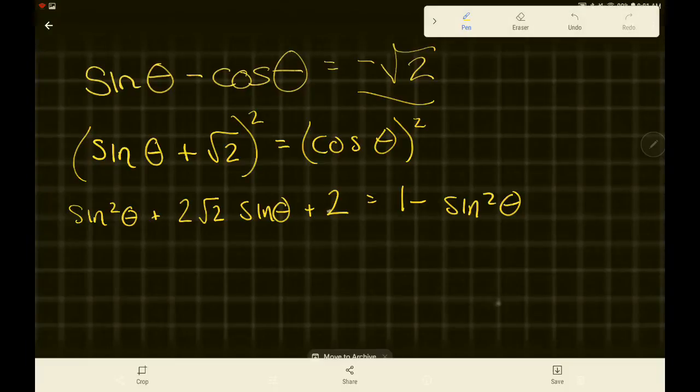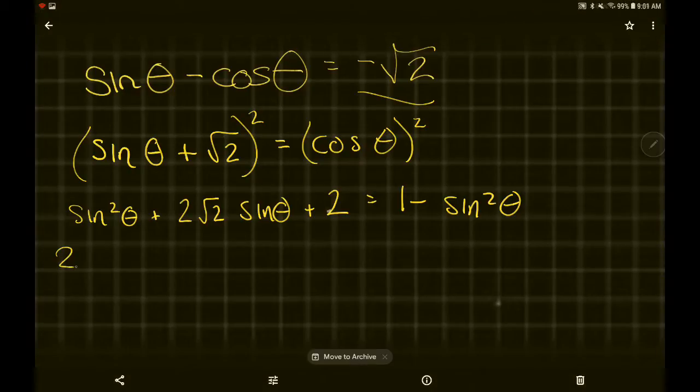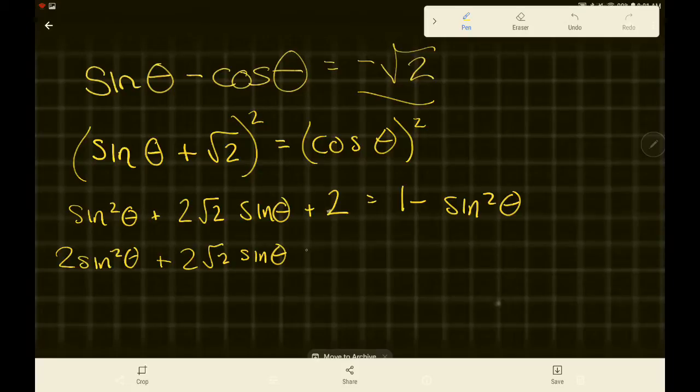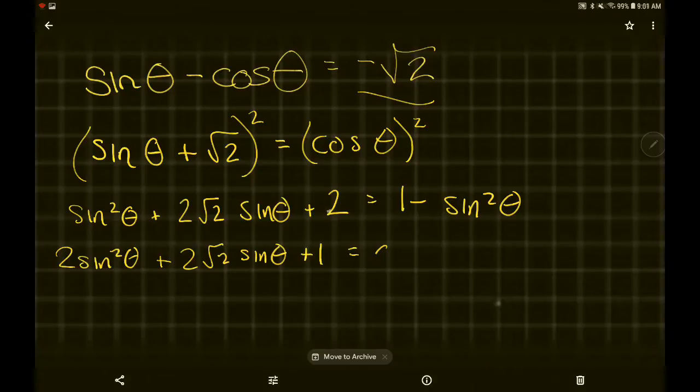Now, there was that one case where the sine squareds were the same on both left and right, and we could cancel them out. But usually that's not true. We collect all the terms on the left-hand side, set it equal to 0. So we add sine squared theta to each side. We get 2 sine squared theta plus 2 root 2 sine theta. So we subtract 1 from each side, and we have plus 1, and equals 0.